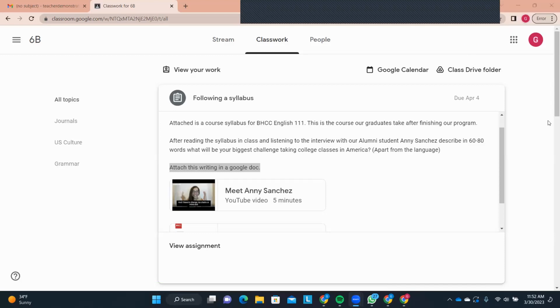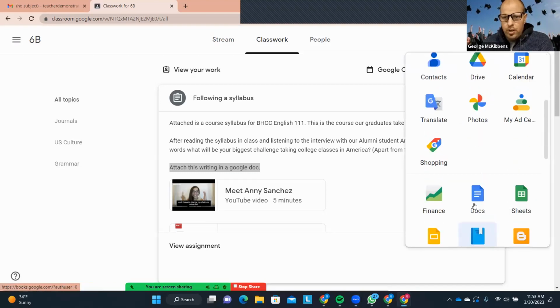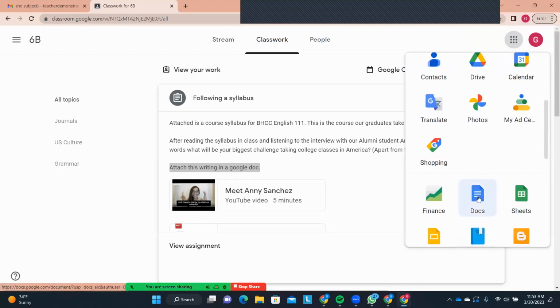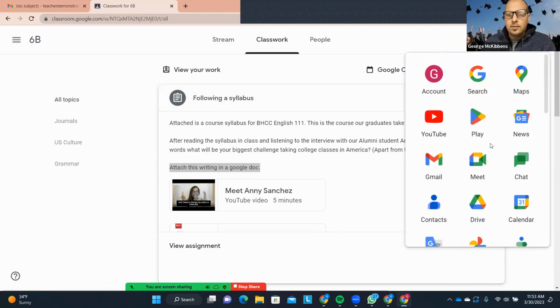Exactly. No, because it saves the information automatically. Correct. But where do I find it? You need to do the same process. You need to go to the 9 dots. There you go. Go back up to the waffle. And then I open up a brand new document and start over again? No. You don't start over again. Where is it?